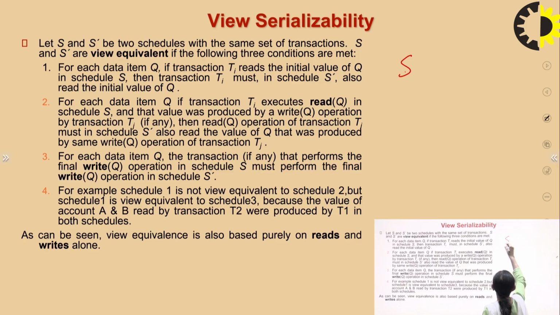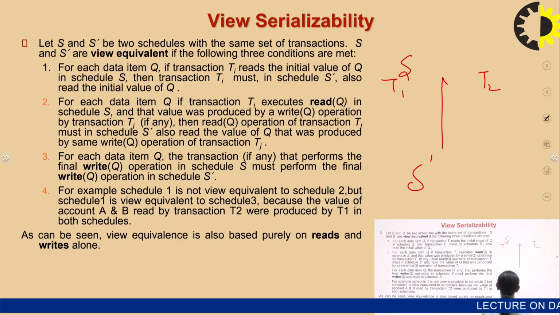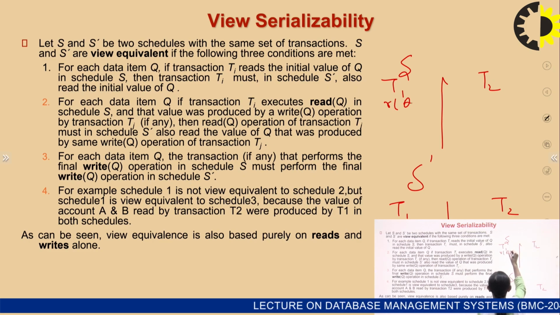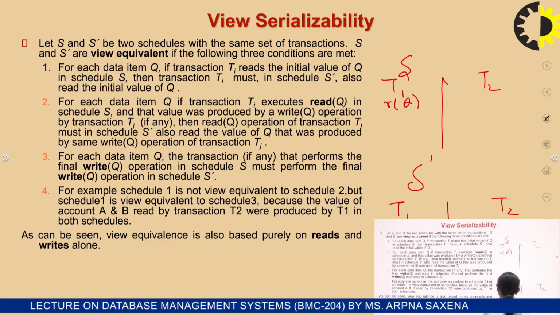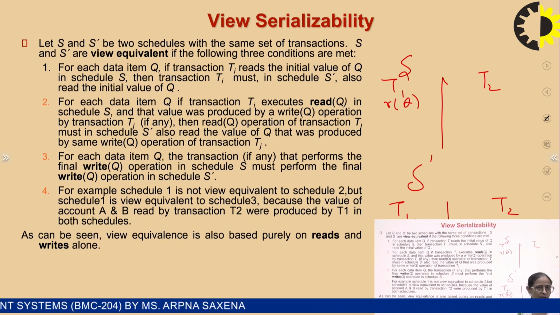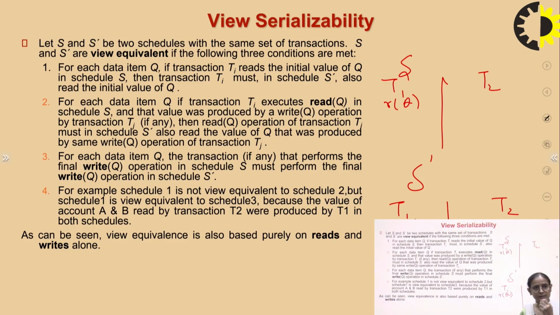That is, for example, this is S dash, and here I have 2 transactions T1, T2. Here if T1 is initially reading the data item Q, then in S dash also T1 will initially read the data item Q, whatever be the order. But in both the schedules, the transaction T1 will initially start reading Q. That is, in this case, if T2 is reading RQ first, then it will violate the first property. First, we will see the third property.